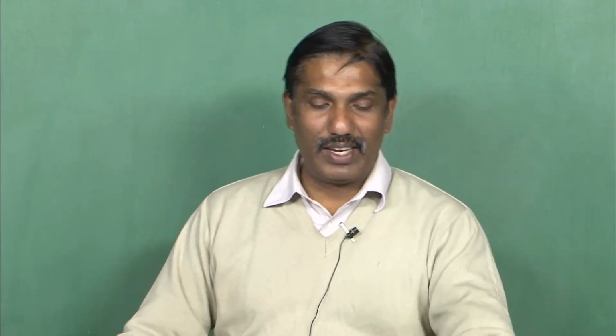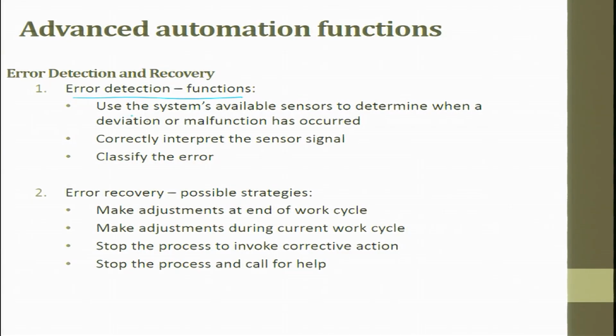Error detection and recovery. The error detection function uses the system's available sensors to determine whether a deviation or a malfunction has occurred. It correctly interprets the sensor signals and classifies the error. That is the error detection function. Error recovery possible strategies: make an adjustment at the end of the work cycle; make an adjustment during the current working cycle itself; or stop the process to invoke corrective actions and call for help. These are some of the possible error recovery strategies. Error detection and error recovery are two important things followed today.